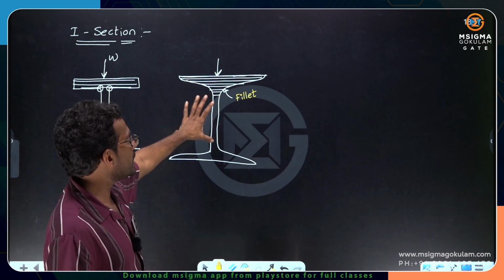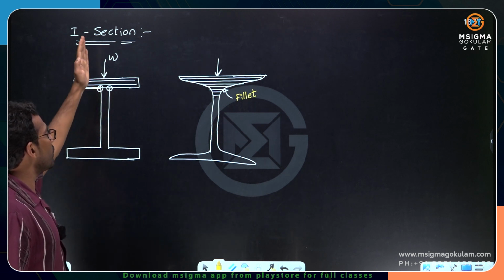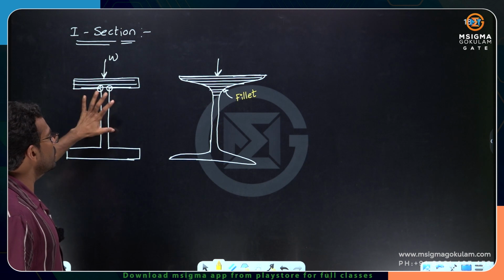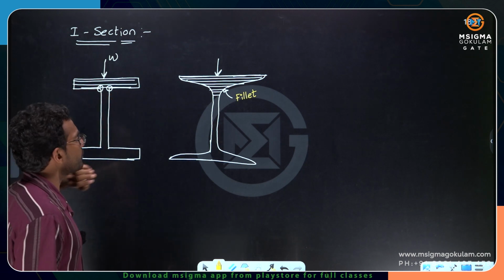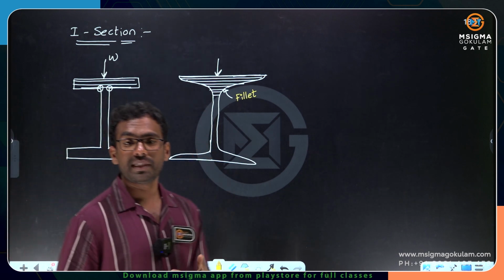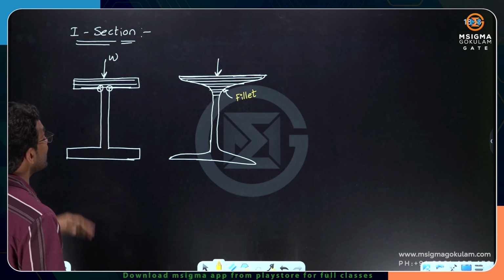Most of the rolled steel I sections look like this, but whenever I explain this section on the board, I conveniently use this one because it is easy to draw here. That is why I use that. Now, what is the advantage of the I section? Let us look at that. The advantage of the I section is that it is a symmetrical section.